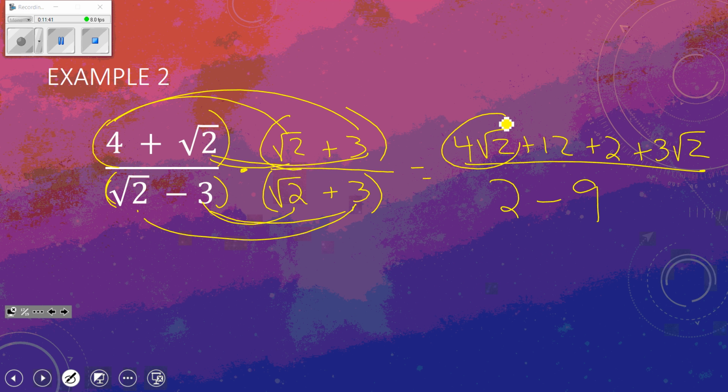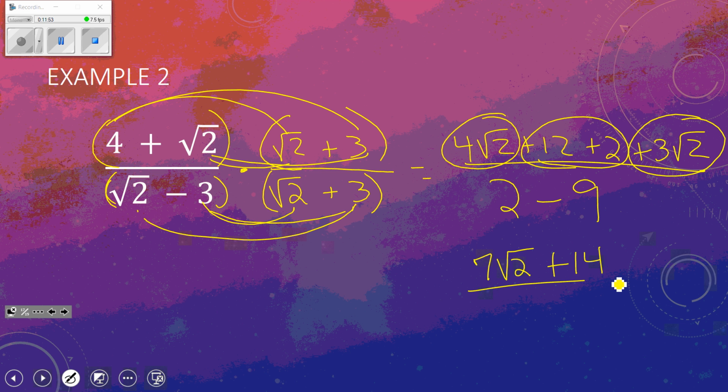Up top, 4 times square root of 2 and 3 times square root of 2 is 7 times square root of 2. And 12 and 2 is 14 over negative 7. How many got that far with it? If you didn't, can I help, or do you have questions? Do you know where you went wrong?